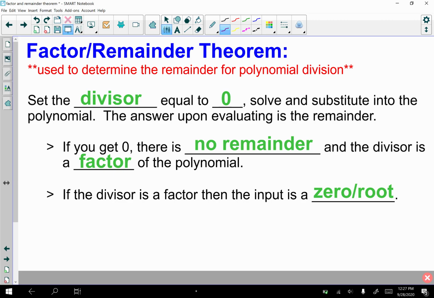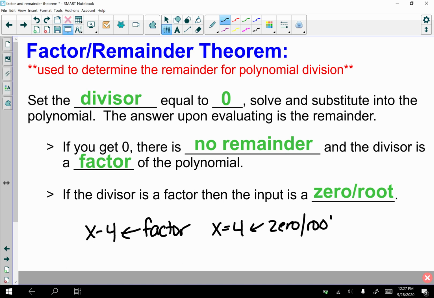So just a little recap of vocabulary. For example, if I have x minus 4, this is the factor, but x equals 4 is my 0 or my root. So just be careful. Those are similar, but they're very different.